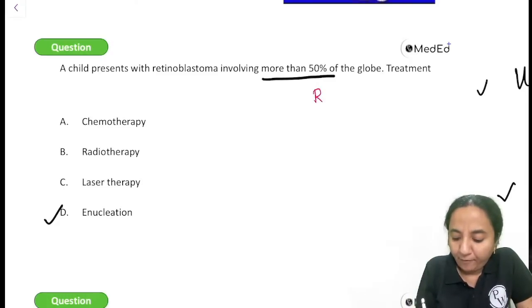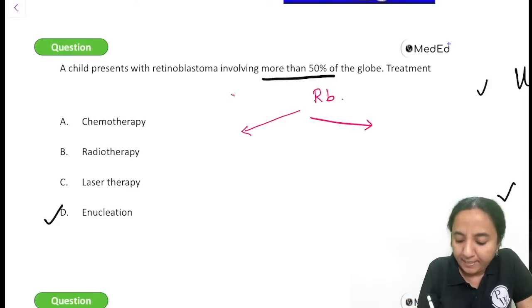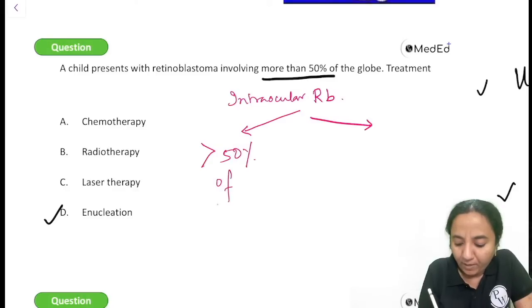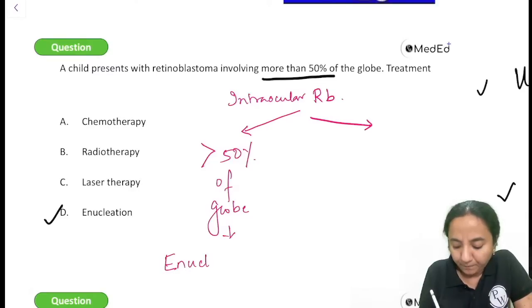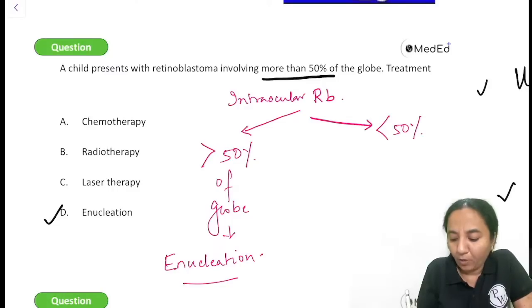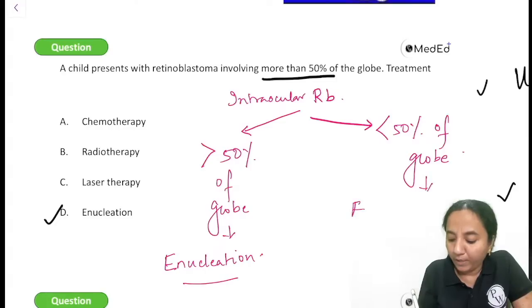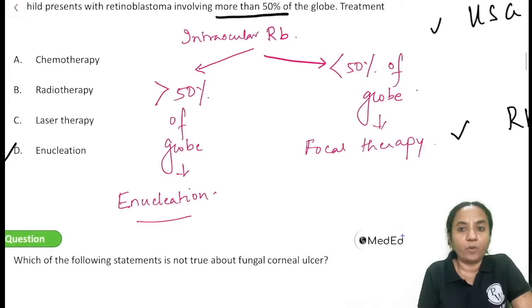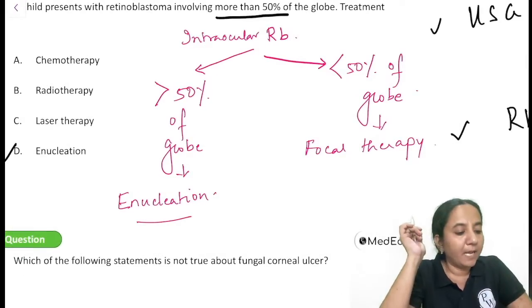Now please remember that for retinoblastoma, we have 2 types of questions that come. If they say it's an intraocular retinoblastoma, intraocular means it is confined to the globe. If it is more than 50% of the globe, as is given in this question, then it is enucleation. If it is less than 50% of the globe, then we don't go for enucleation. Then the treatment is focal therapy. If it is more than 50%, it's enucleation. Less than 50%, the answer is focal therapy.